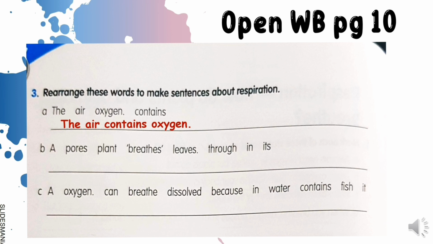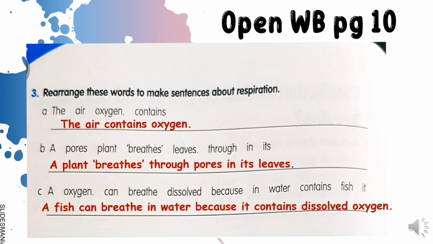Next one. A plant breathes through its, okay. A plant breathes through pores in its leaves. Next one. A fish can breathe in water because yes, it contains dissolved oxygen.